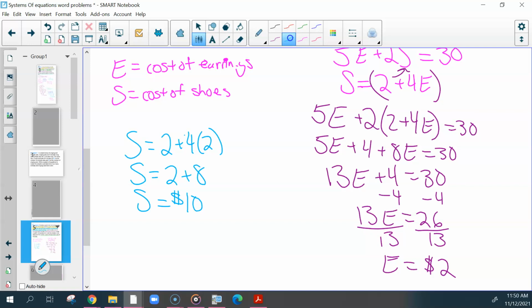Because you're doing a lot of work, box in your answers at the end. That way I know, box in or circle, underline, something like that. So I know this is the end of your work.